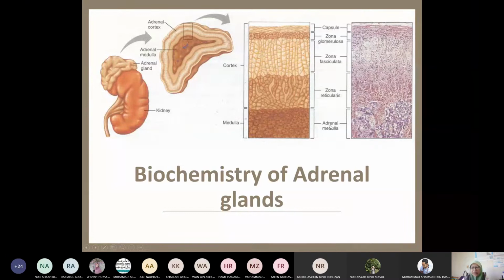When we visualize it, you can see three main layers of cells present in the cortex. The outermost layer is the zona glomerulosa. Intermediate, next to the zona glomerulosa, is the fasciculata, and the next one is the reticularis. Later you can find the medullary part.